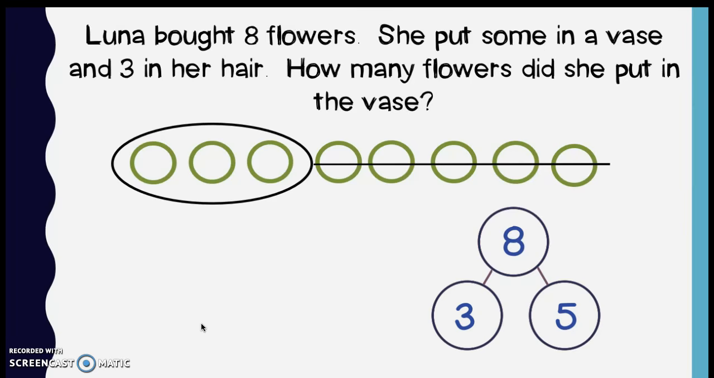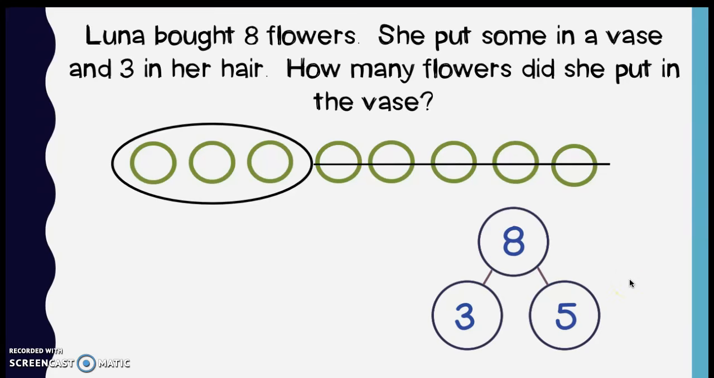Do you see how my math drawing matches that number bond? I have 8 circles to show the flowers. I have 3 in this group, that's right there, to show that part. And I have 5 crossed out, that's right there, to show that part. The picture should match the number bond because we're talking about the same thing.